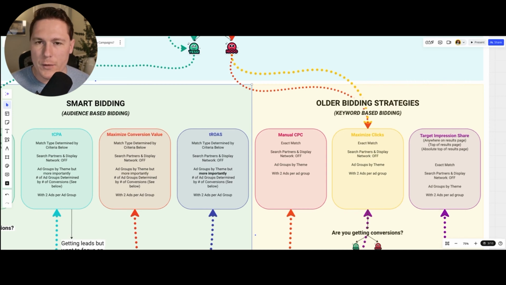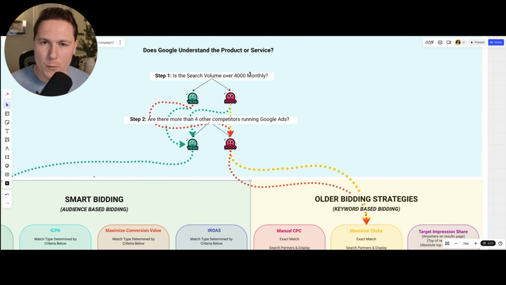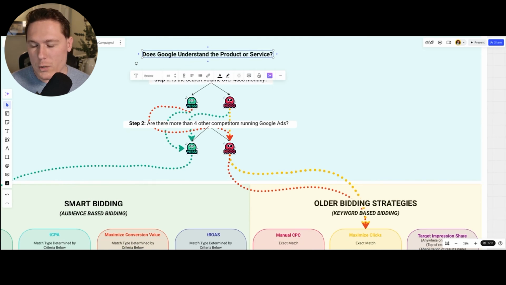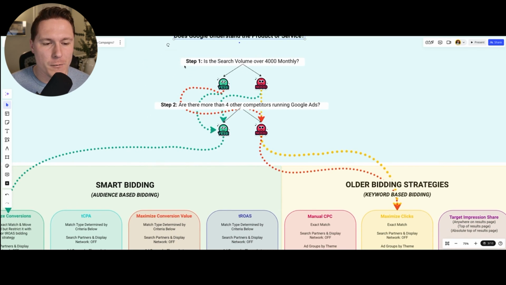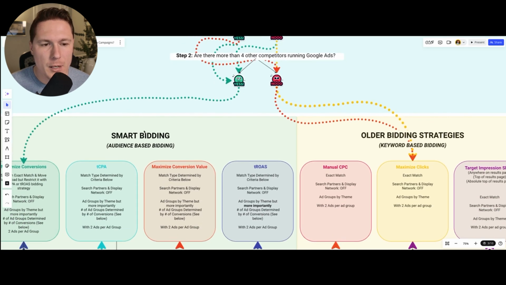And so that's why I've broken it up into, is the search volume over 4,000? Are there more than 4 competitors? And really just this understanding of, does Google understand the product and service? If they do not, then you want to go towards keyword-based bidding. It just makes logical sense that you wouldn't want to try and bid based off of what Google doesn't understand. Now, if Google understands, then that's where smart bidding can be incredibly powerful.